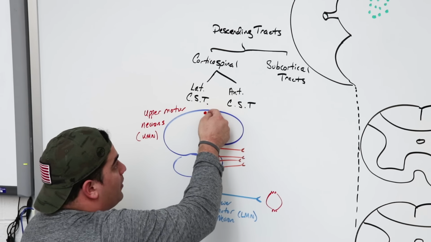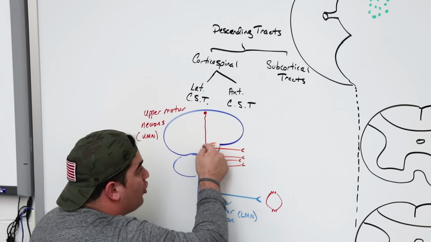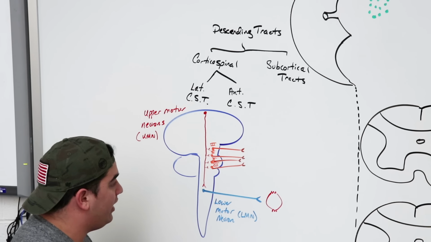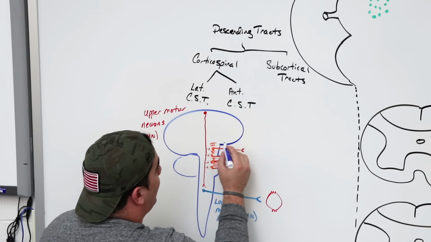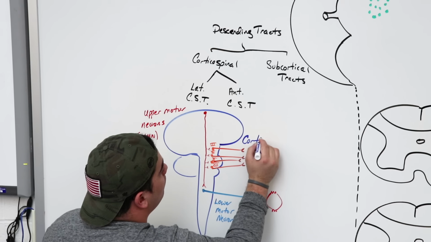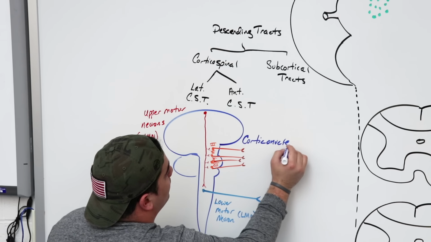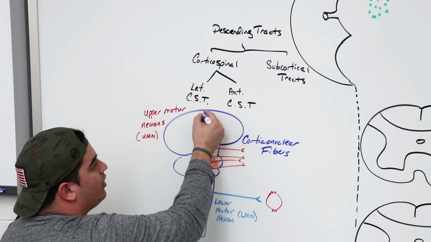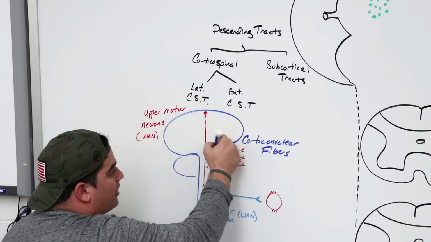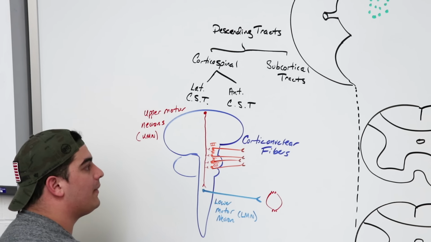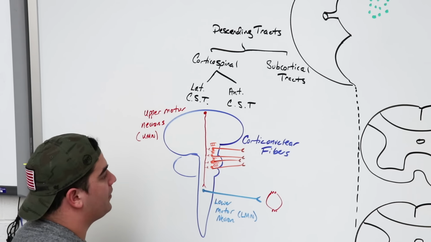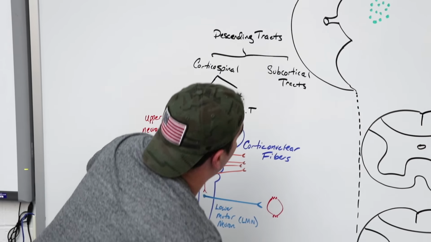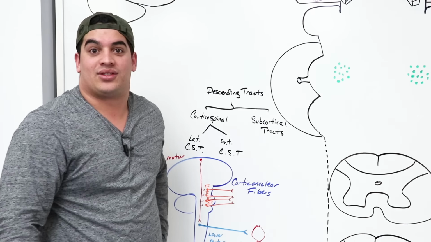But since this is going from the cortex to these cranial nerve nuclei, we don't call these corticospinal. We actually call these fibers corticonuclear fibers. This is for cerebral cortex descending fibers that go to the different cranial nerve nuclei that innervate skeletal muscles. But our main focus is going to be on the corticospinal tracts. So let's go ahead and get started here.